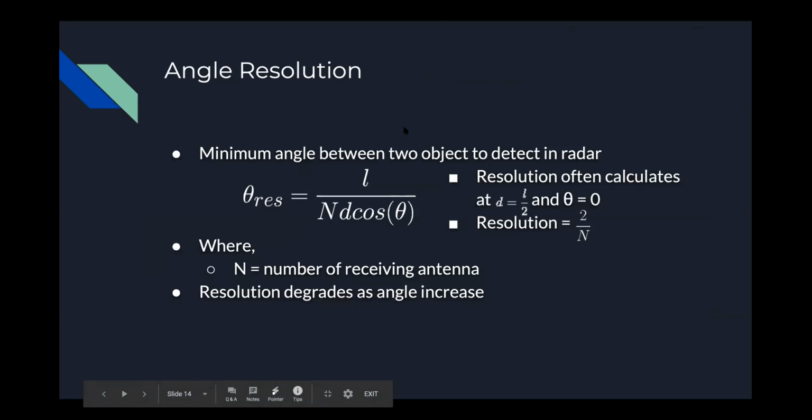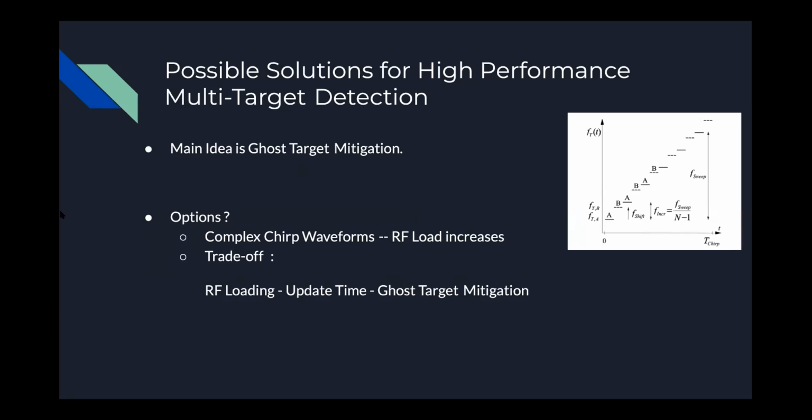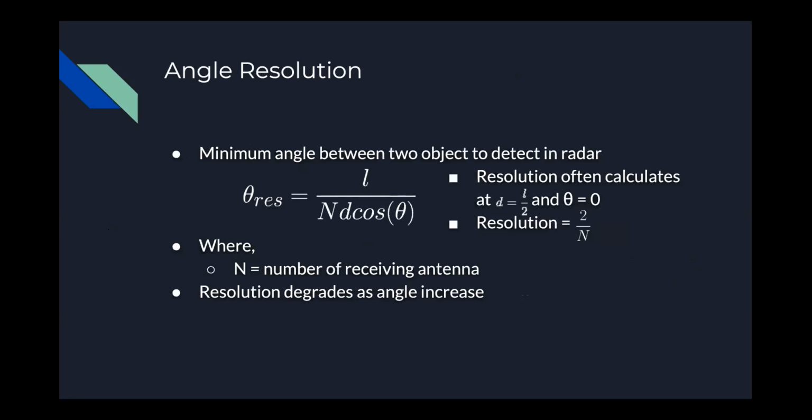And the angle resolution can also be found out in a similar way to what we showed for range resolution and velocity resolution, from the frequency resolution part. So this is the formula of angle resolution, and generally it is measured at d equal to L by 2 and theta equal to 0 angle. D is the distance between two receiving antennas. So the resolution formula becomes 2 by n, where n is the number of receiving antennas. And this resolution degrades as the angle increases. That's clear from this formula.